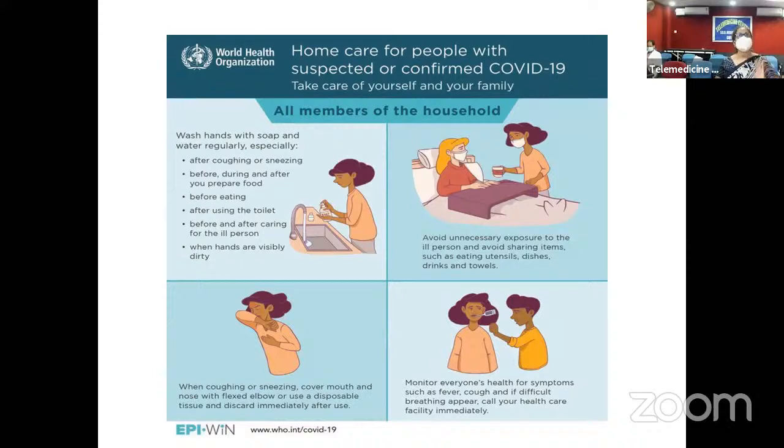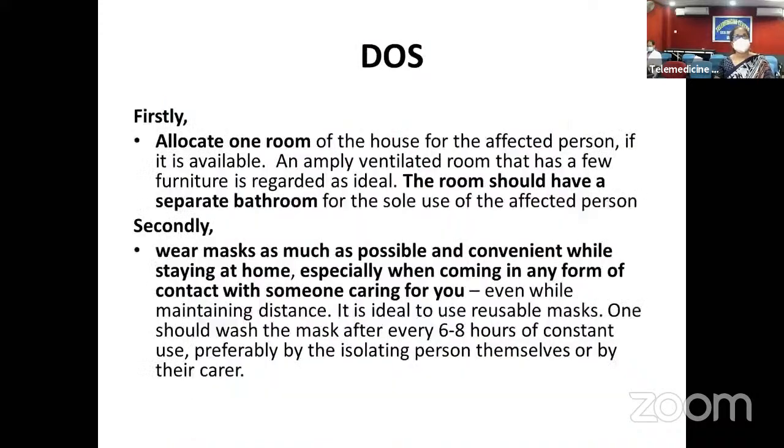To summarize, what should the members of the household do? They should wash hands with soap and water regularly after coughing or sneezing, before, during and after preparing food, before eating, after using the toilet, before and after caring for the ill person, and when hands are visibly dirty. Avoid unnecessary exposure to the ill person and avoid sharing items such as eating utensils, dishes, drinks and towels. When coughing or sneezing, cover mouth and nose with a flexed elbow or use a disposable tissue and discard it immediately after use. Monitor everyone's health for symptoms like fever and cough, and if difficulty in breathing appears, call your healthcare facility immediately.